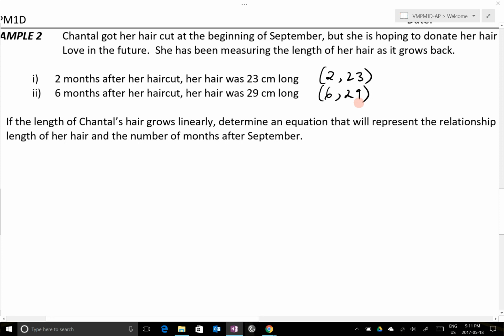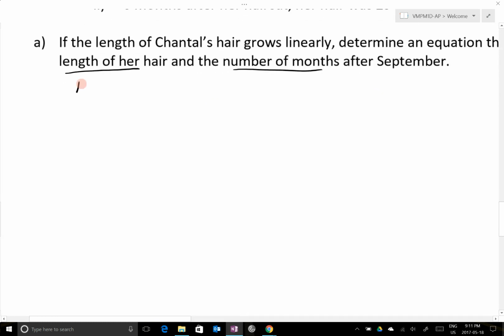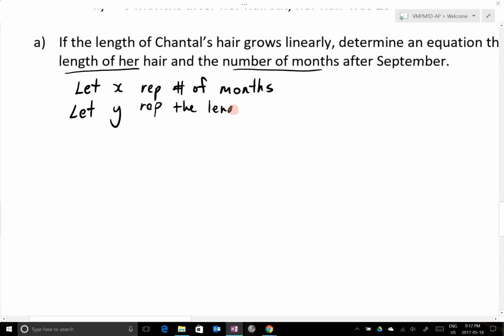Okay. So A, if the length of Chantal's hair grows linearly, meaning as a line, determine an equation that will represent the relationship between the length of her hair and the number of months after September. So length of her hair and number of months. These are my two variables. So always make sure you create your let statement so you understand what variables we're using. So let x represent the number of months. Okay, and I'm going to let y represent the length of the hair. Okay, length of hair.